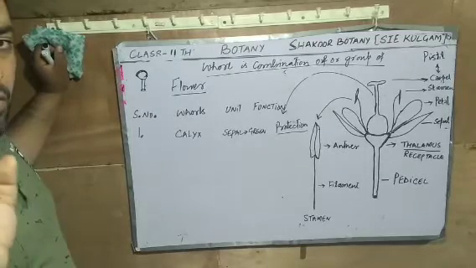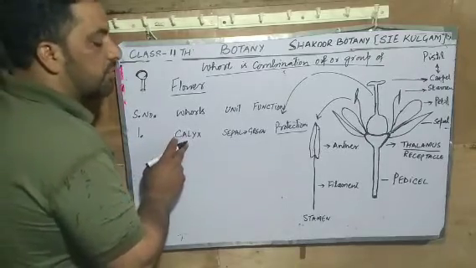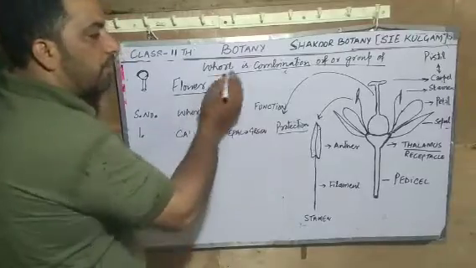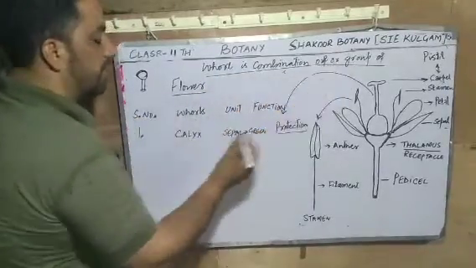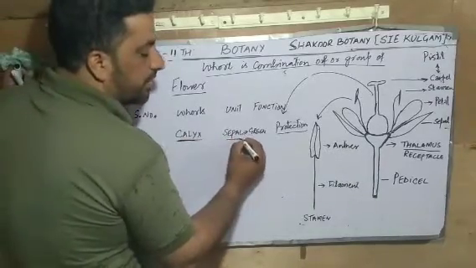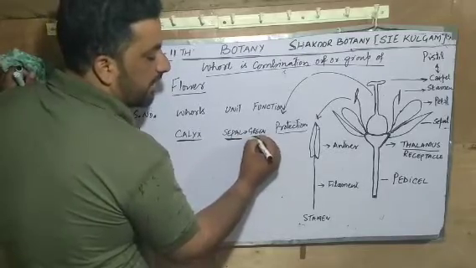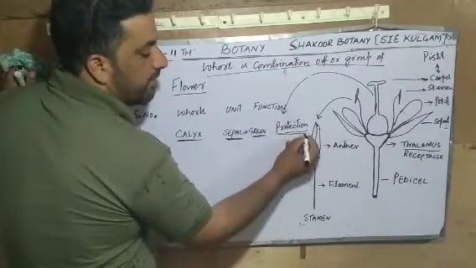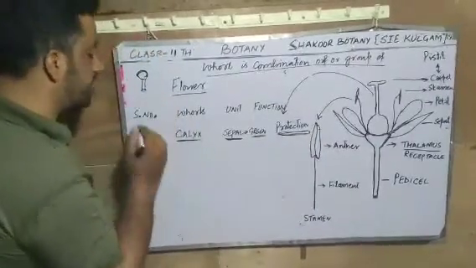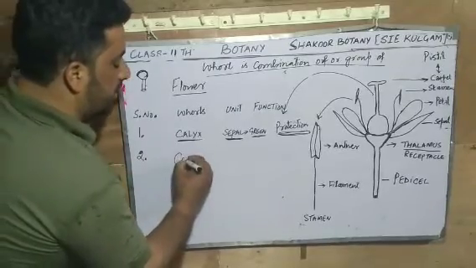Each flower has 4 whorls. The first whorl, outermost whorl, is called calyx, and each whorl, remember, is a combination or group of something, and the whorl is calyx. Each unit of calyx is called sepal. Sepal is green in color, and it performs the function of protection. That is, it protects the flower during bud condition. Remember, the second whorl is called corolla.